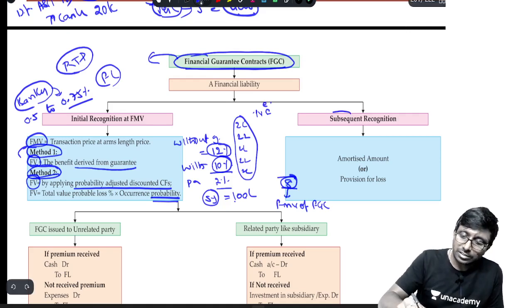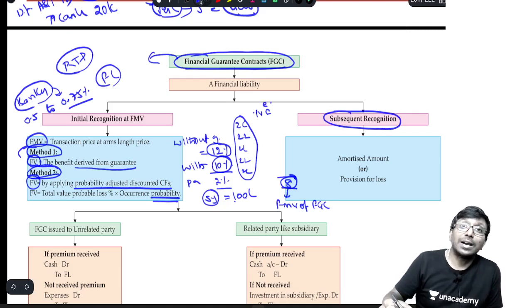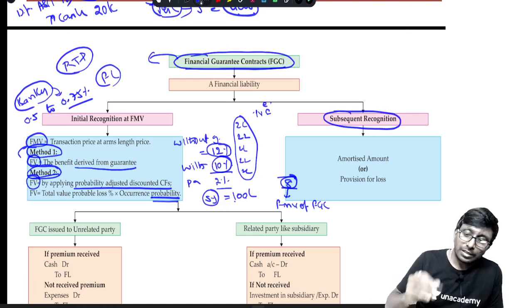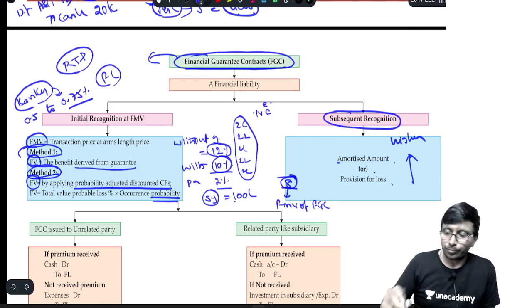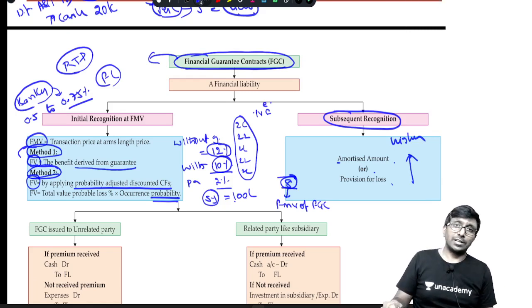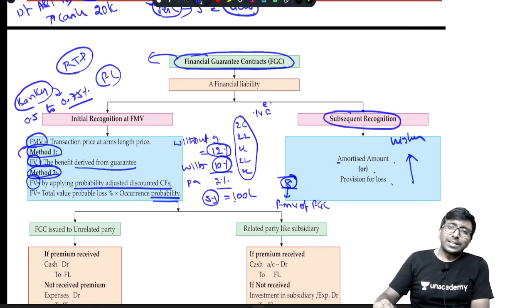Next, subsequent recognition: on the balance sheet date, how do you measure it? Here it is either the amortized amount or the provision for loss, whichever is higher. You are supposed to take whichever is the higher number. What are the amortized amounts?